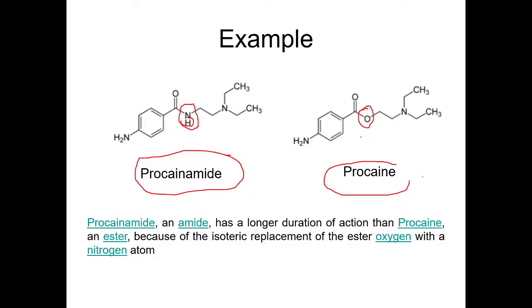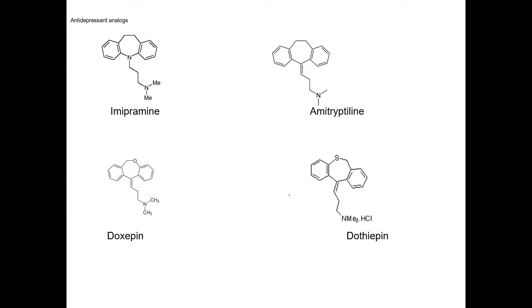So procaine has a decreased duration of action when you replace an amine with oxygen, in the case of procainamide and procaine. So, a similar bioisosteric replacement. Now imipramine, what are the replacements here? Can you spot the replacements? Imipramine and amitriptyline, what is the difference?